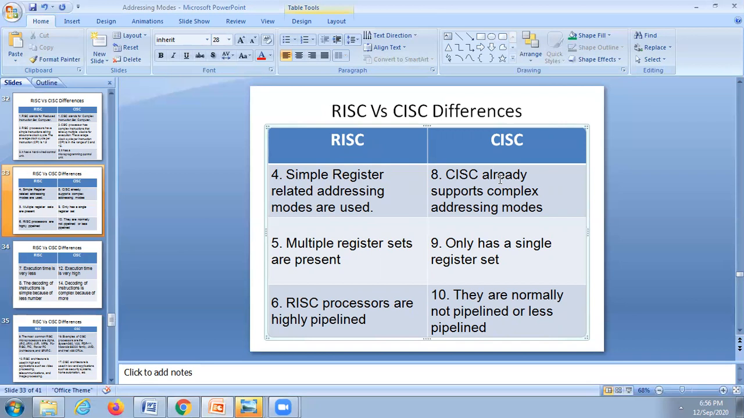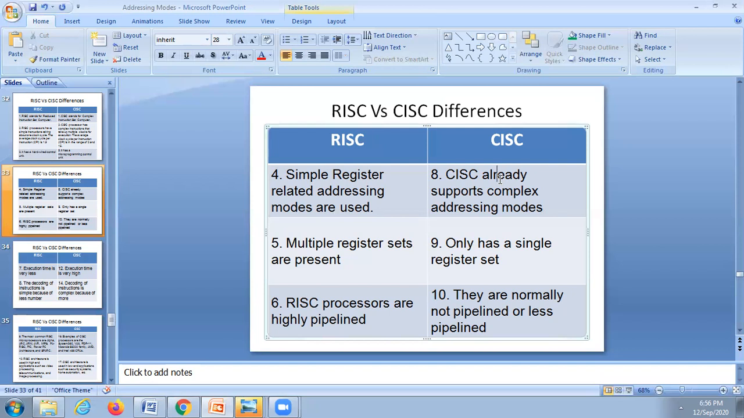So the time taken to access the data from a memory, main memory, is much more than the data accessing from a register. That means within less time you can access the data from a register, but for accessing the data from memory it takes more time. Then multiple register sets are present. Here many registers are available.